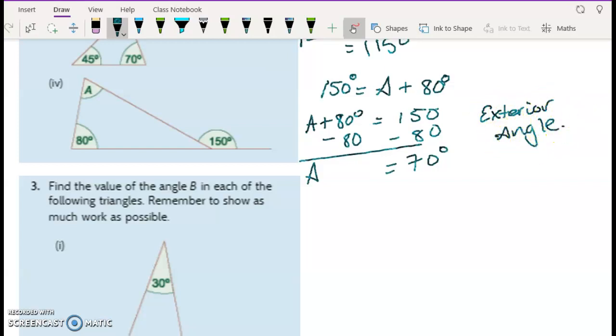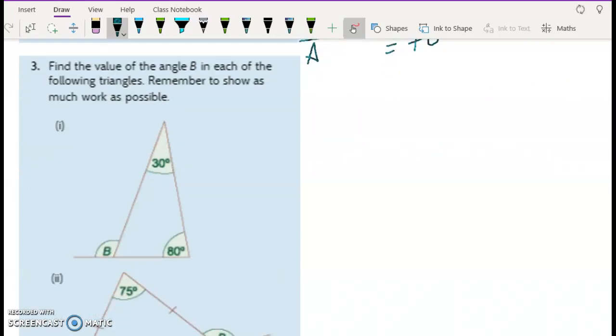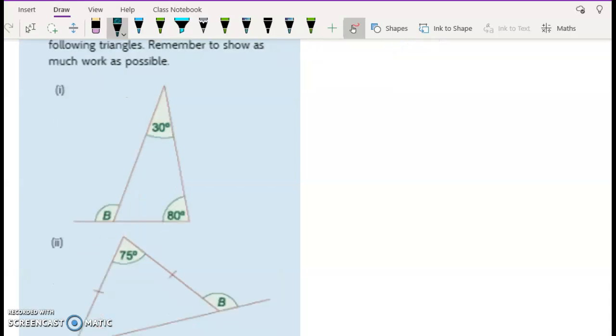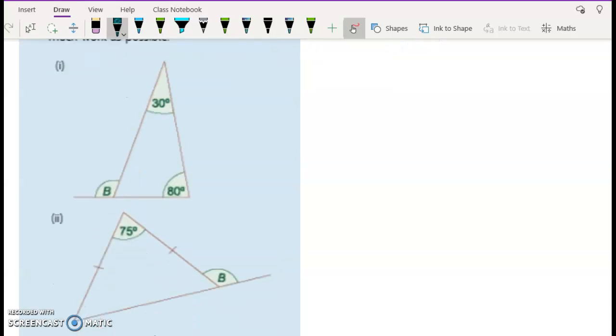Okay, let's look at question 3. Find the value of the angle B. Okay, so same thing here. So what can I say? I can say that B is equal to 30 plus 80, and that's 110 degrees, exterior angle.